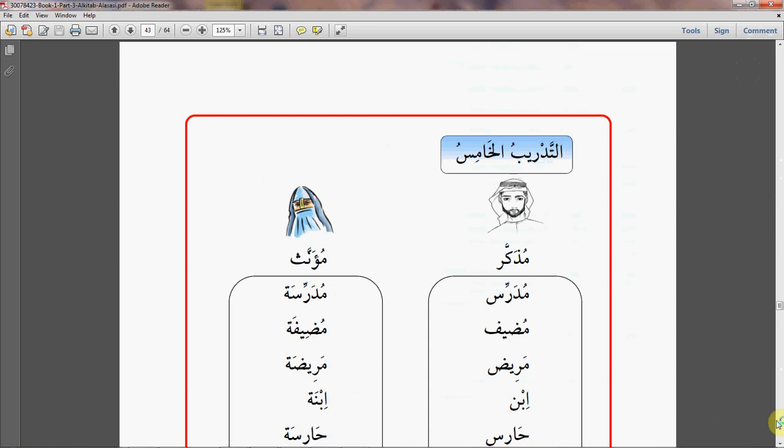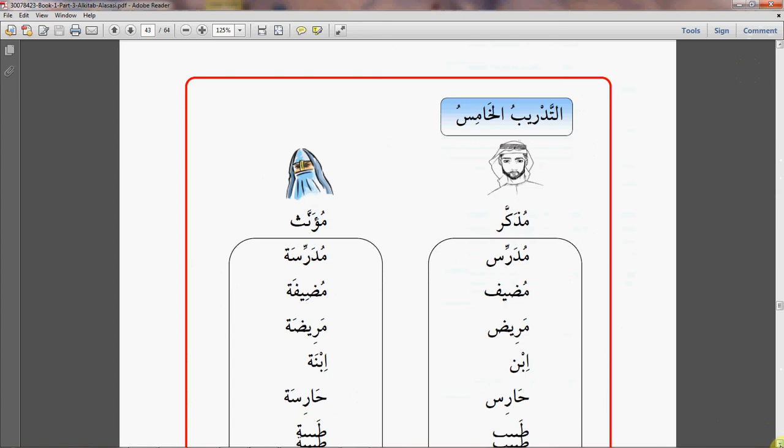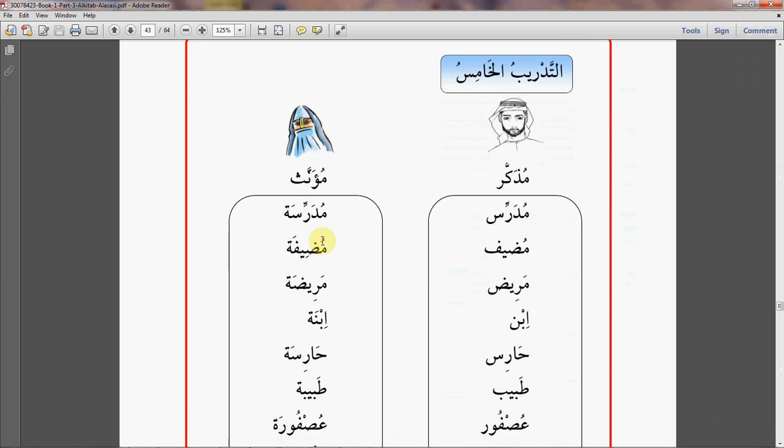Exercise 5. Now we used to say feminine, masculine. How to say feminine in Arabic and how to say masculine in Arabic. Masculine in Arabic we call it مذكر, and feminine مؤنث. So from now try to remember these two words. I'm going to start not saying feminine or masculine, I'm going to start to say مذكر and مؤنث.